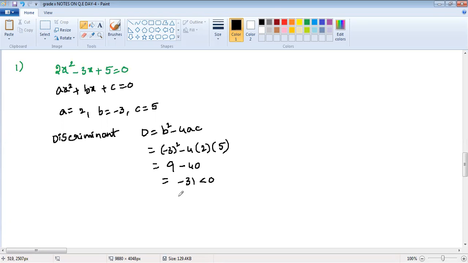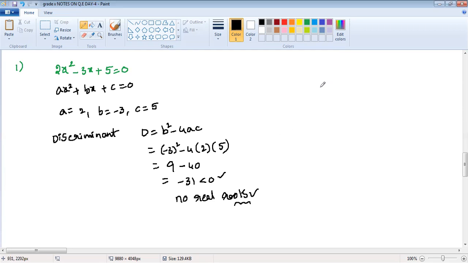No real roots. Why? Because the discriminant is less than 0. It is less than 0, so it will make imaginary values. You may get an idea why, if it is minus 31, less than 0.